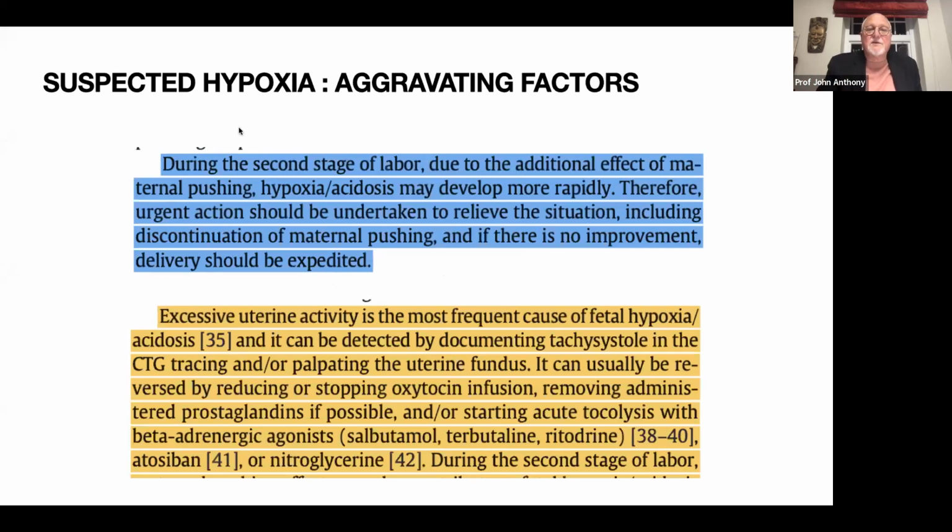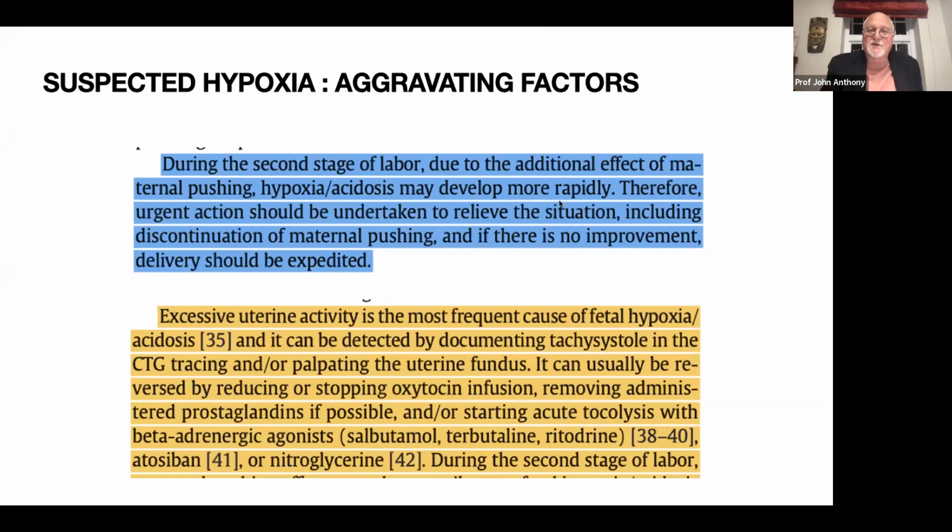And again, this has been addressed by FIGO, and they point out that during the second stage of labor, due to the additional effects of maternal pushing, hypoxia and acidosis may develop more rapidly. And I need to point out to you, ladies and gentlemen, that with the uterine contraction, the intrauterine pressure increases by about 40 millimeters of mercury. But when the mother pushes during a contraction, that can go up to 100 millimeters of mercury. And that has the effect of even further limiting choriodecidual perfusion of the placenta and increasing the risk of hypoxia.